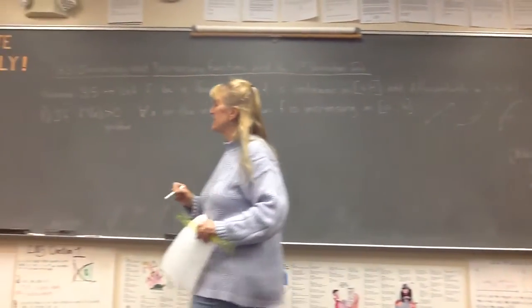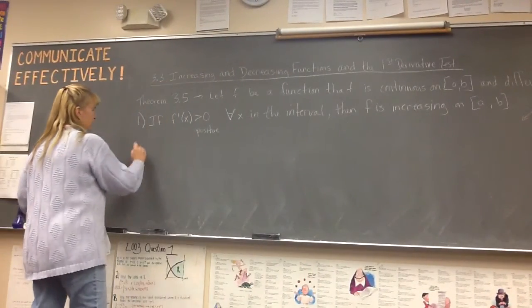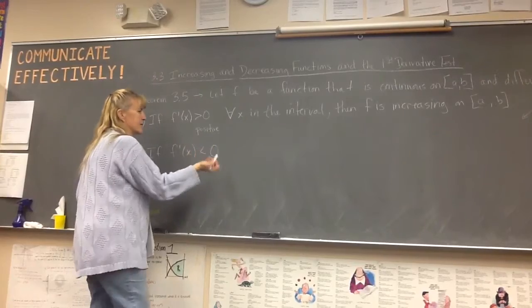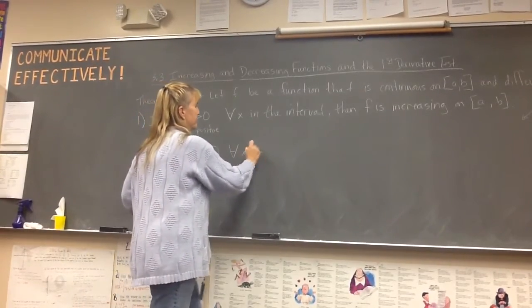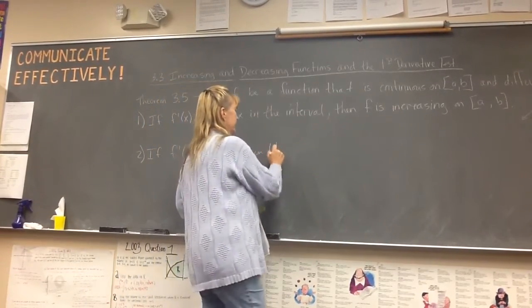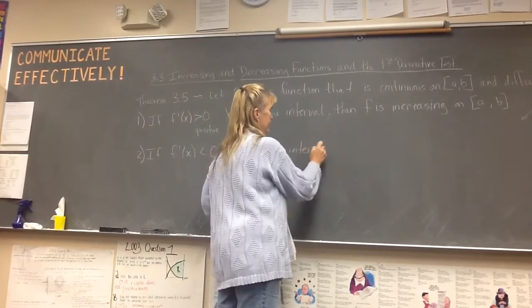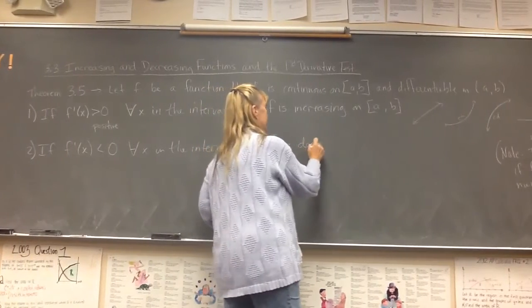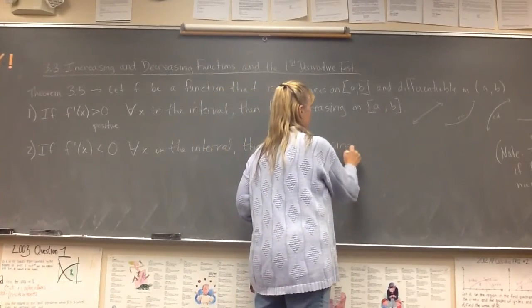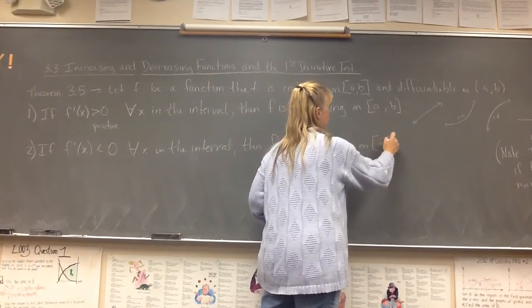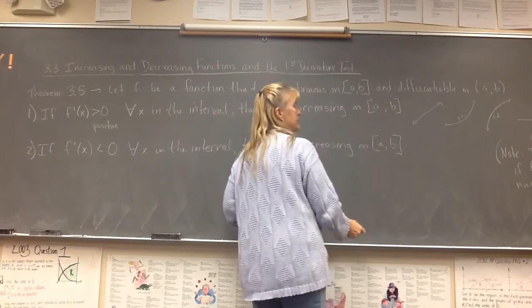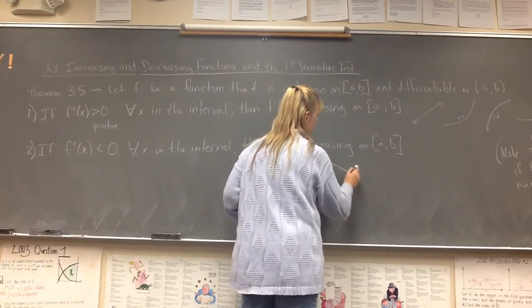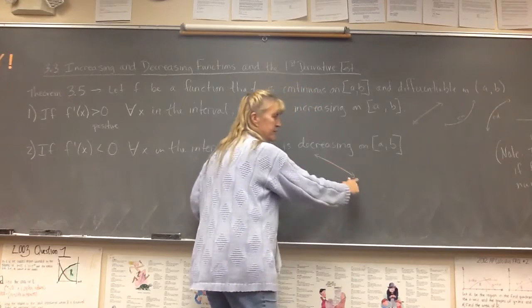Okay, let's go back to decreasing, which is going to be 2. If f prime of x is less than 0 for all x in the interval, then f is decreasing on the closed interval between a and b. And I can draw you some pictures. We can go for a decreasing function like this. Isn't that a decreasing function?